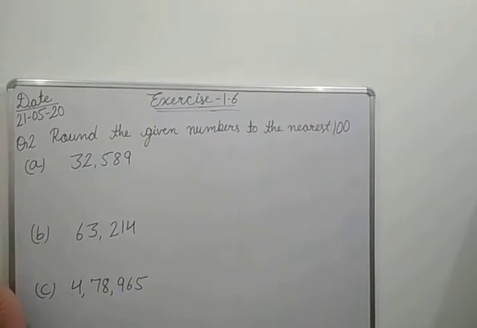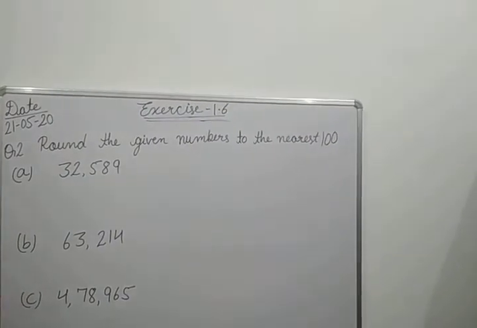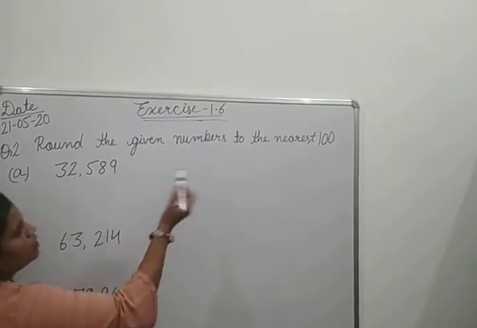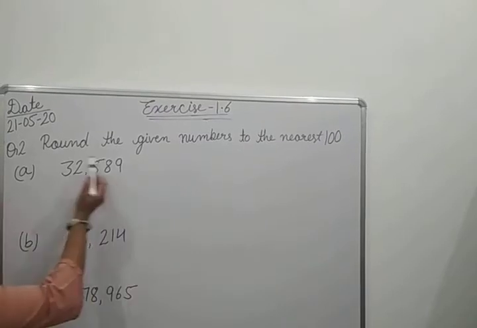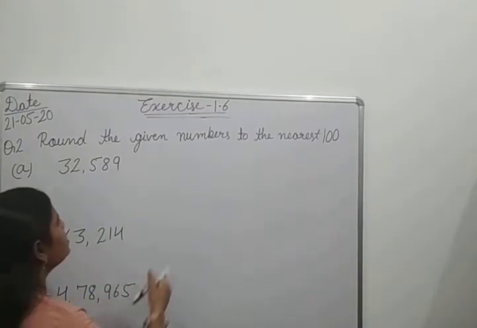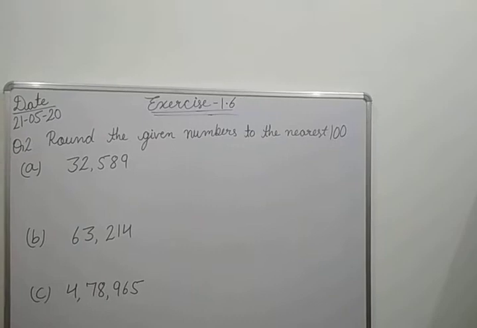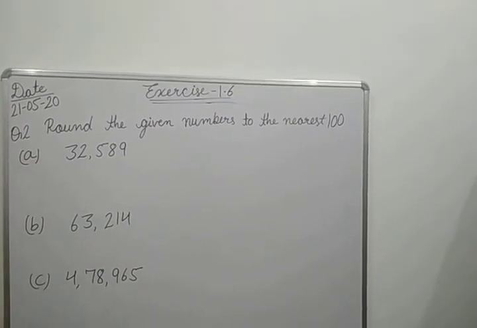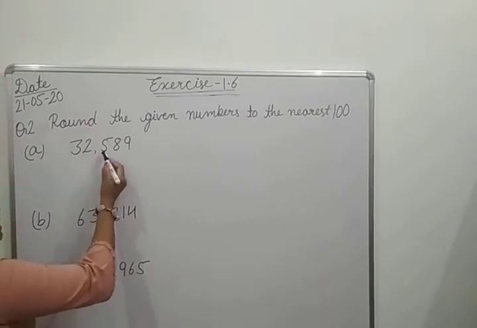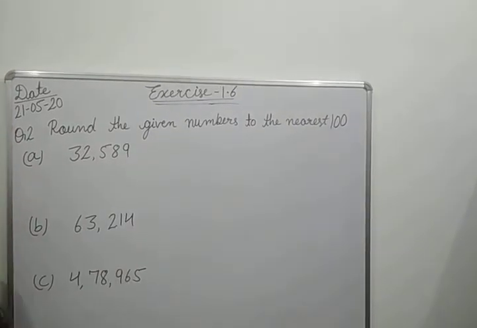Now we will do question number second. In question number second we will find the rounding to the nearest 100. It means our question number second, round the given numbers to the nearest 100. We have to find here the nearest 100. For the nearest 100 we will check the tens digit.